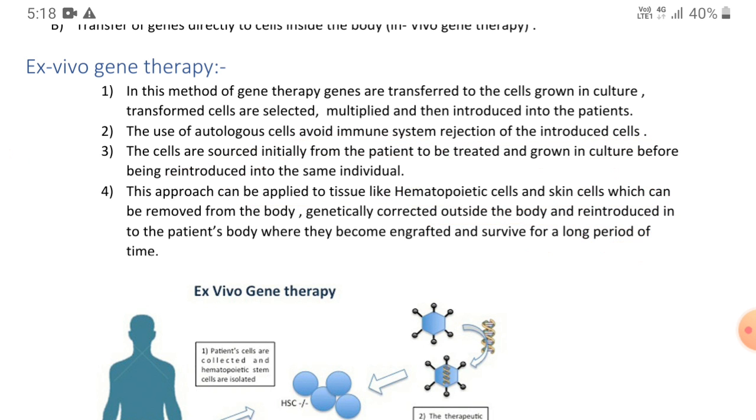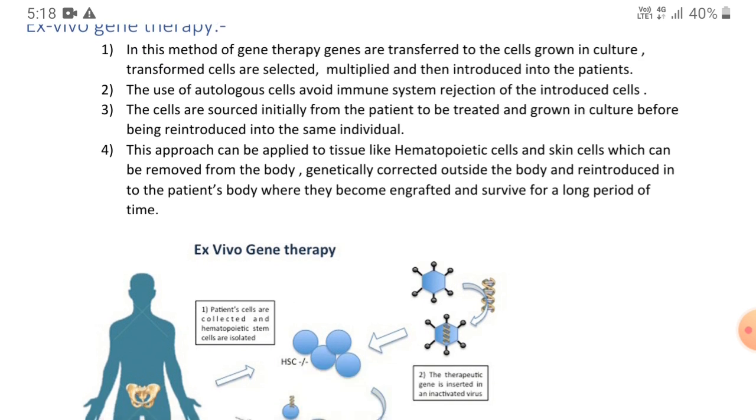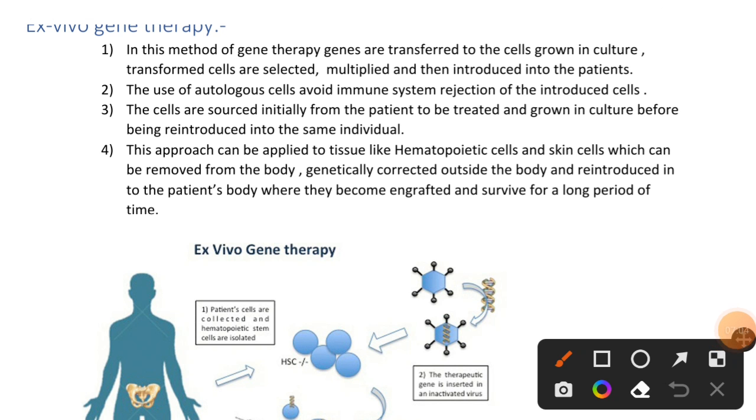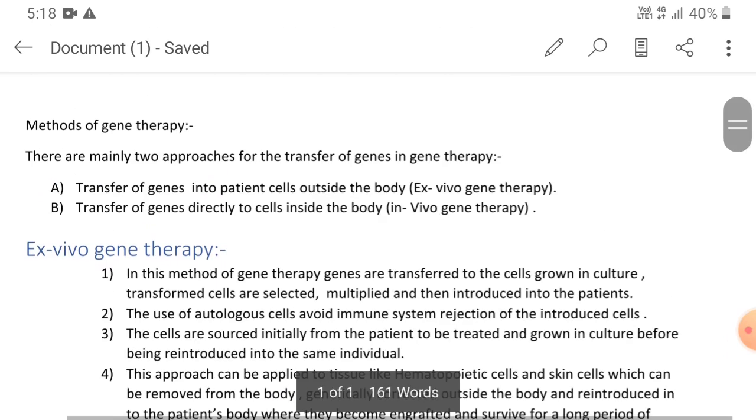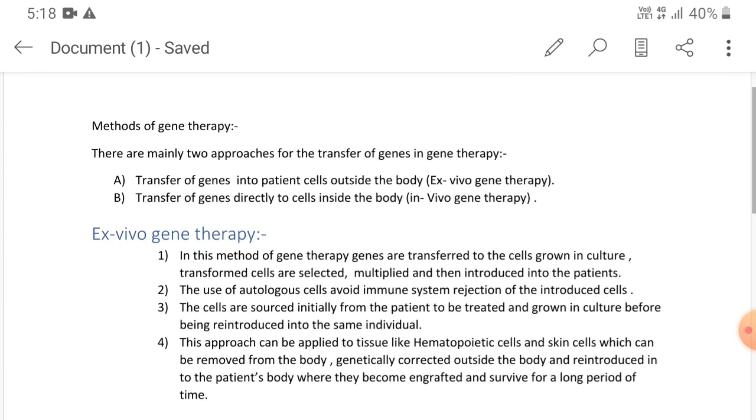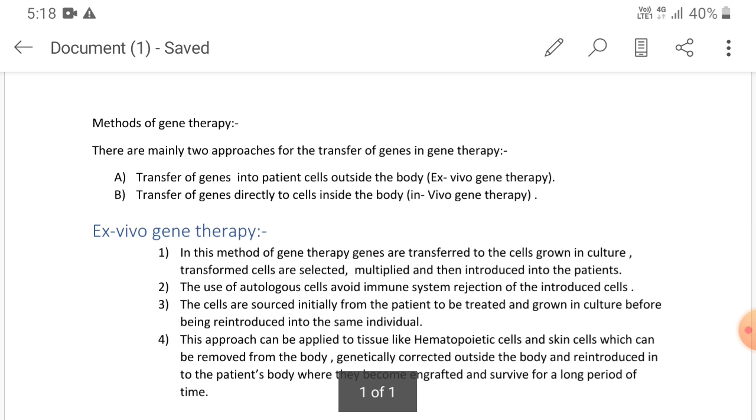So that is the simple idea: we have to transfer our therapeutic gene inside the cells when the cells are grown in culture, and we have to use only autologous cells for ex vivo gene therapy to avoid immune system rejection of the introduced cells, right? Clear? And here we can use any kind of vector technique for transfer of the gene of interest into the cell. So that is the video for ex vivo gene therapy. In the next video we will discuss in vivo gene therapy.